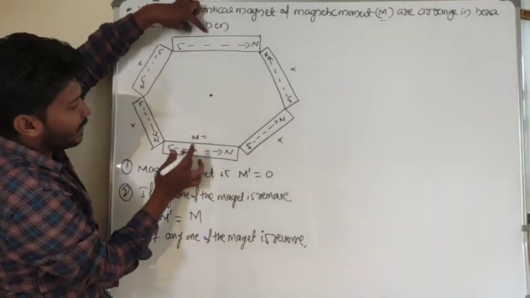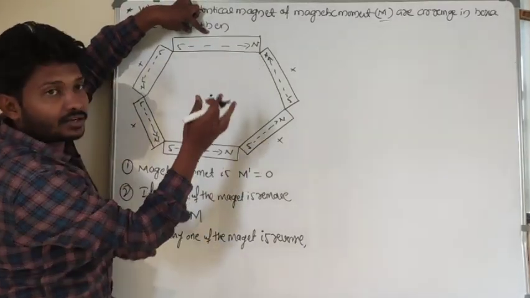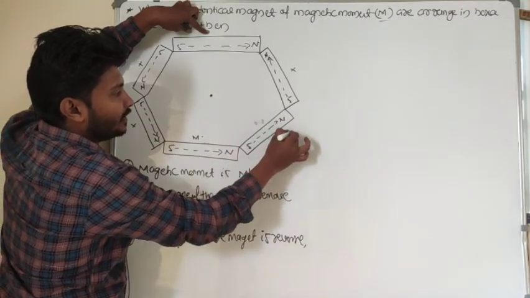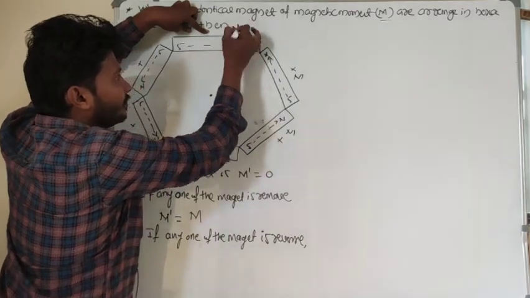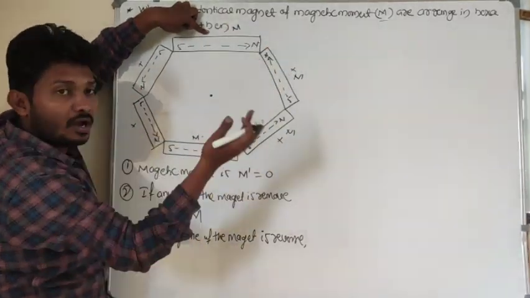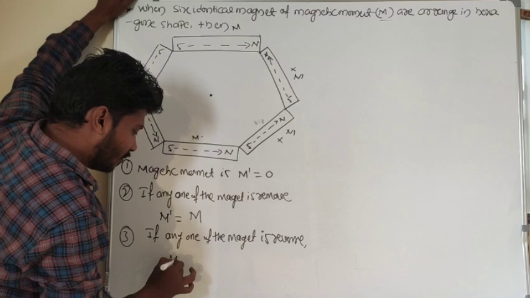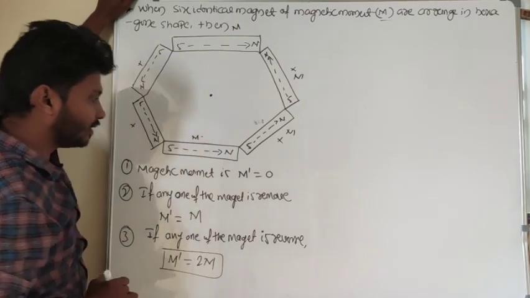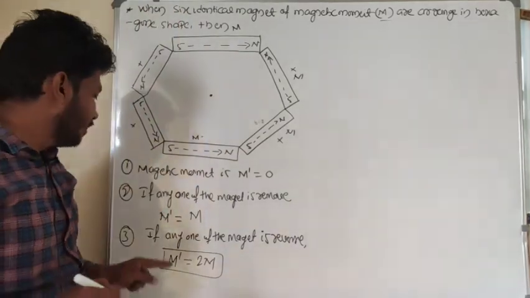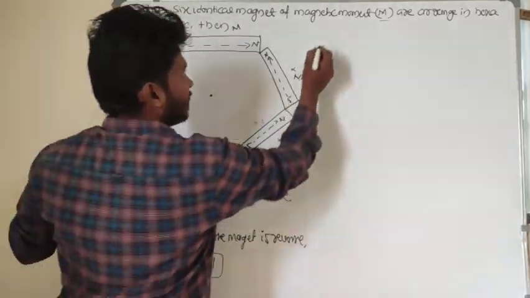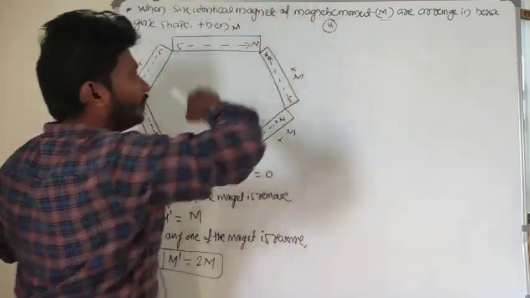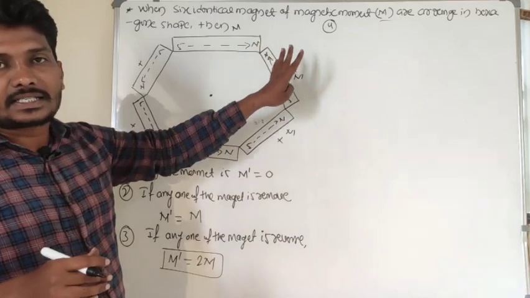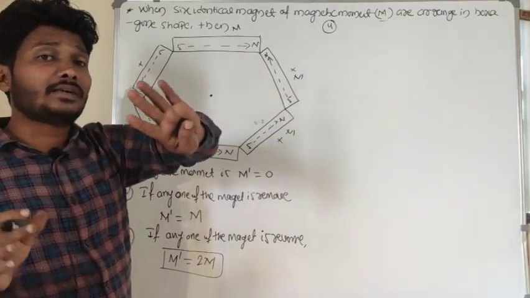Look at here, these two magnets are in the same direction, each having magnetic moment M. I said each magnet has magnetic moment M, so this is M, this is also M, both are in the same direction, which means the new magnetic moment becomes 2M here. What's the value of the new magnetic moment? The new magnetic moment will be 2M. So I hope you know these 3 cases. And next one, a very interesting aspect related to this hexagon. Now out of 6 magnets here, I will remove any 2 adjacent magnets.